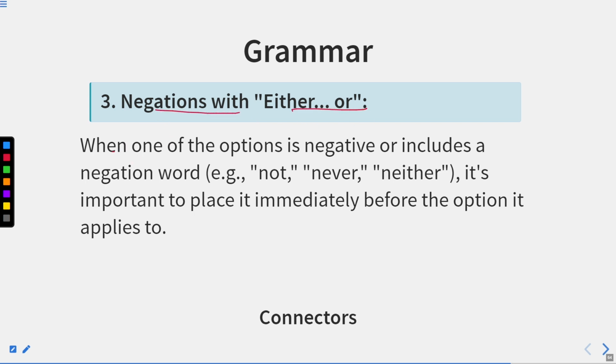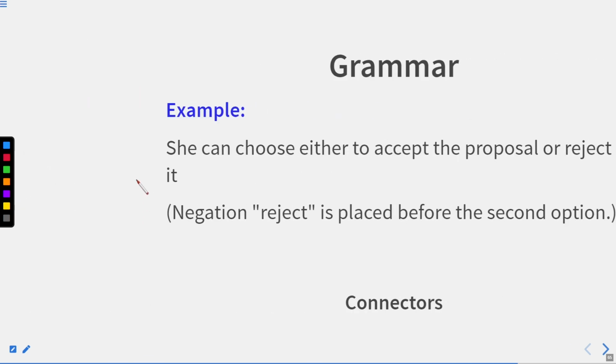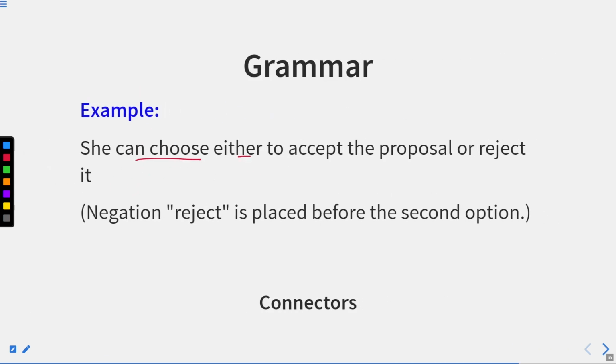Negations with either or: when one of the options is negative or includes a negation word, for example not, never, neither, it's important to place it immediately before the option it applies to. For example, she can choose either to accept the proposal or reject it. So the negation reject is placed before the second option.